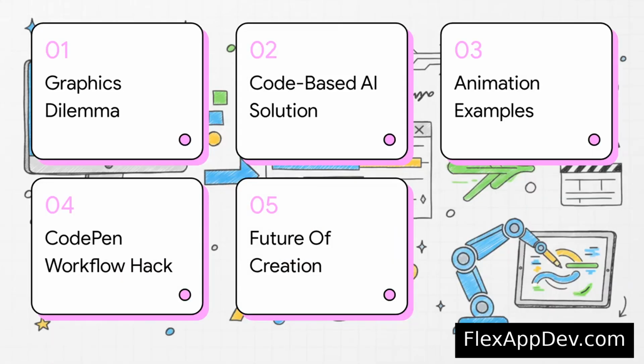Here is our quick roadmap for the Explainer today. We'll hit the motion graphics dilemma, jump into the code-based AI solution, check out some pixel-perfect animation examples, look at a really cool CodePen workflow hack, and wrap up with the future of creation. And hey, I promise you, you won't need to actually write a single line of this code yourself.